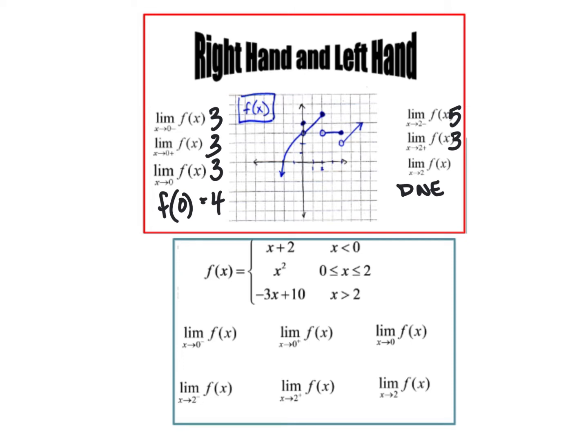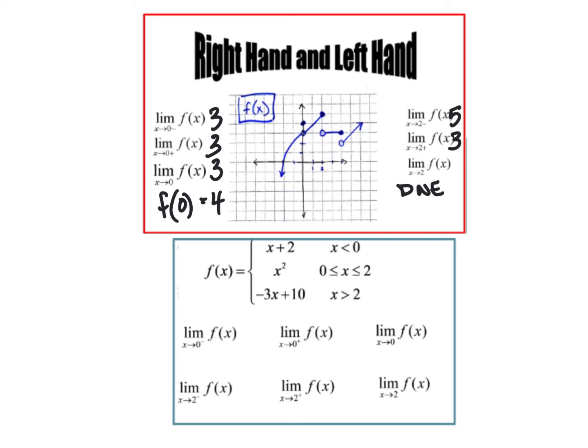Now, what if this were presented instead as a piecewise function? So let's just run through quickly. It's the linear function x plus 2 for values less than 0. It's the parabola x squared for values between 0 and 2. And it's this line, negative 3x plus 10, for values bigger than 2.